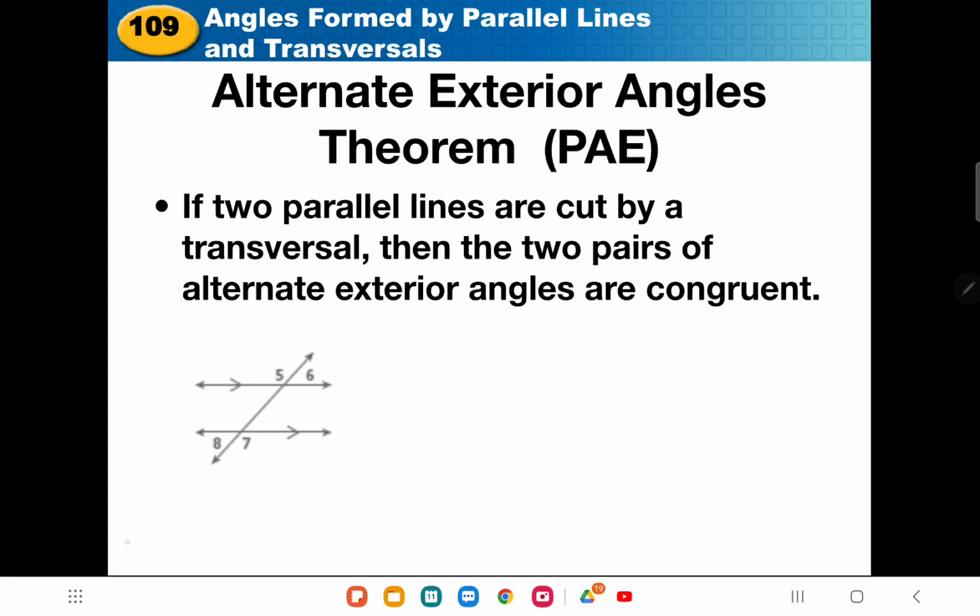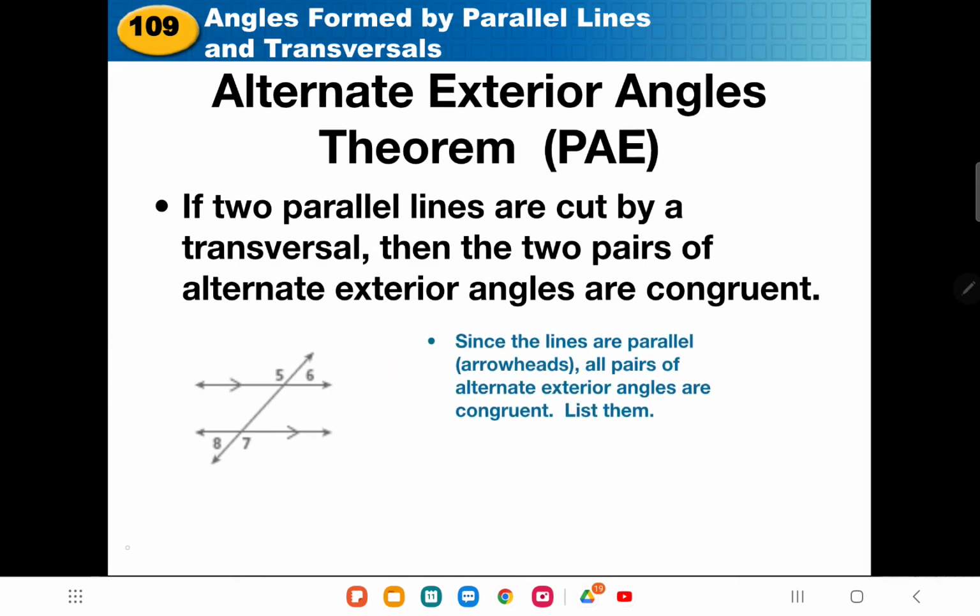Our next theorem is the alternate exterior angles theorem, which we will abbreviate PAE. If two lines are parallel, then the alternate exterior angles are congruent. And this is when two parallel lines are cut by a transversal that the two pairs of alternate exterior angles are congruent. We can list these as angles 5 and 7, which are congruent to each other, and angle 6 is congruent to angle 8, as seen here.